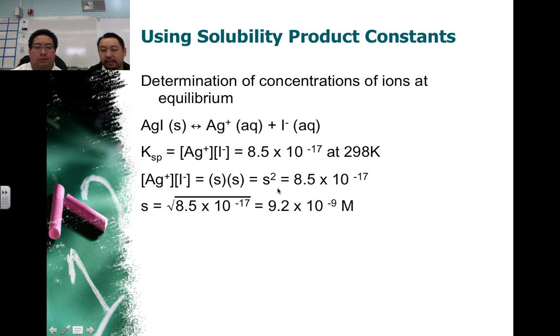Again, this is all towards our given KSP value, and you solve for S. In this case, we're just going to find the square root of our KSP value, and we'll find that our silver and our iodide ions both have a concentration of 9.2 times 10 to the negative 9 molar. Keep that in mind. With these kinds of problems, the ion concentrations are going to be relative to each other.